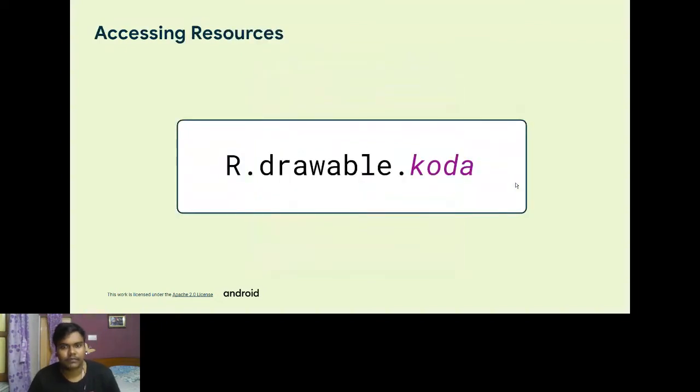Next, accessing resources. Whatever resource you have added here, the image, will be accessed by an ID. In Android, we actually refer to images not by just the path, but by an ID. That ID is assigned using R.drawable.coda, where coda is the name of the file you are trying to access. So if there are multiple images, let's say coda, coda1, coda2, all of these can be accessed using R.drawable.coda, coda1, coda2.